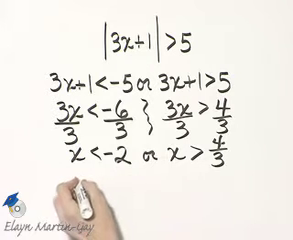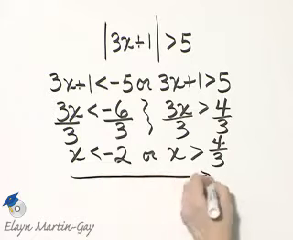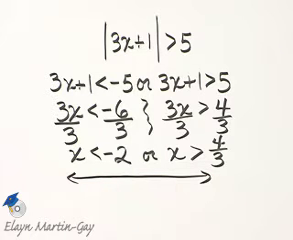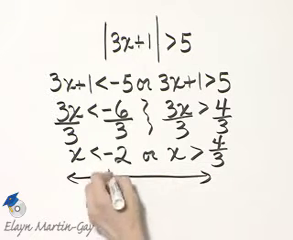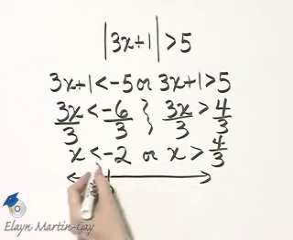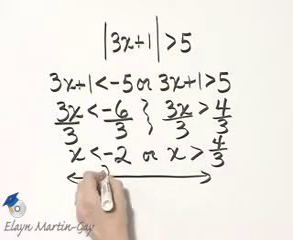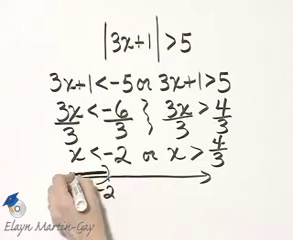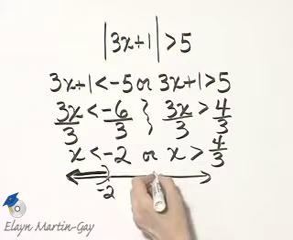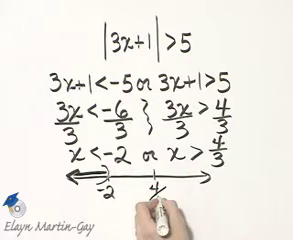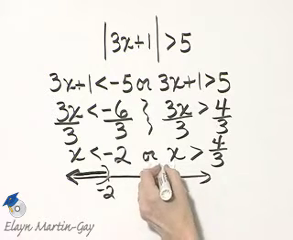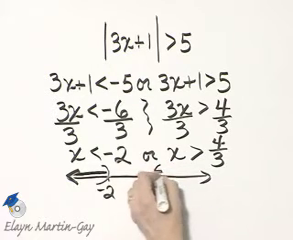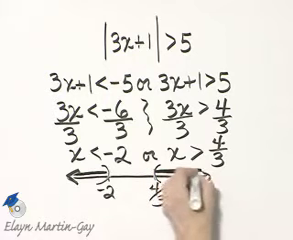I'm going to write this in interval notation, so let's look once again at the graph because I think it helps. Here's negative 2, less than, so I'll have a parenthesis, and I will shade to the left. Here is 4/3, somewhere to the right of negative 2, parenthesis, and I will shade to the right.